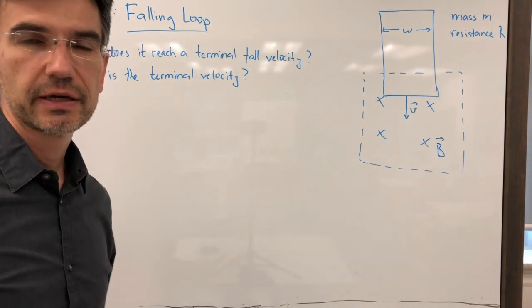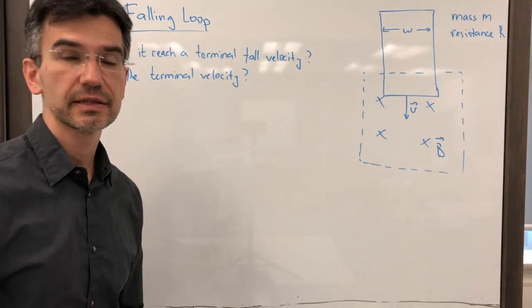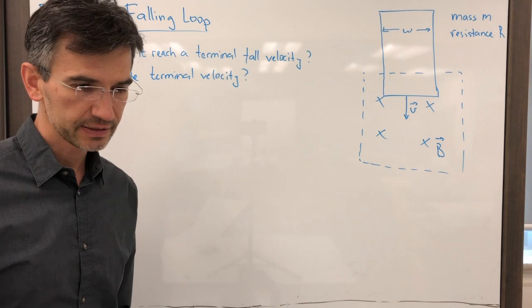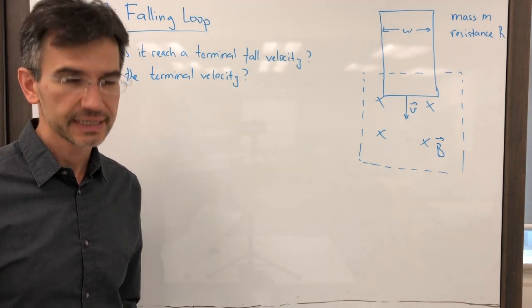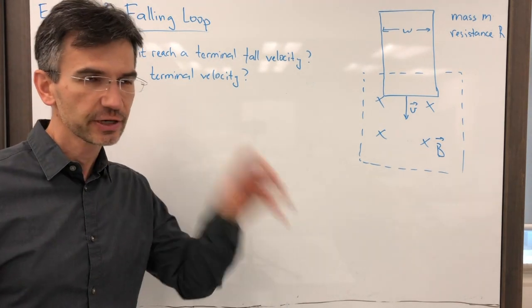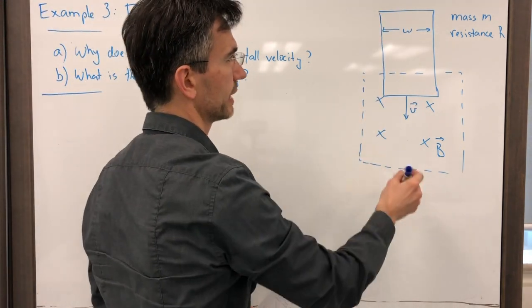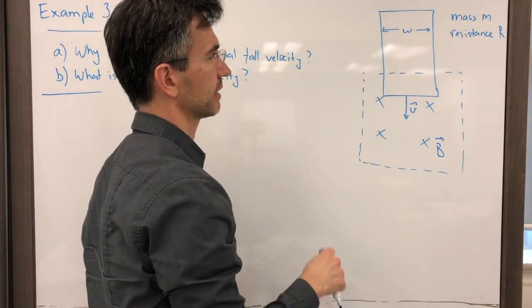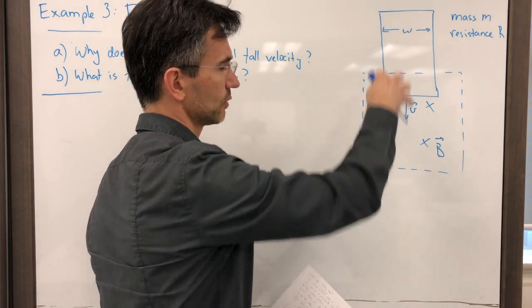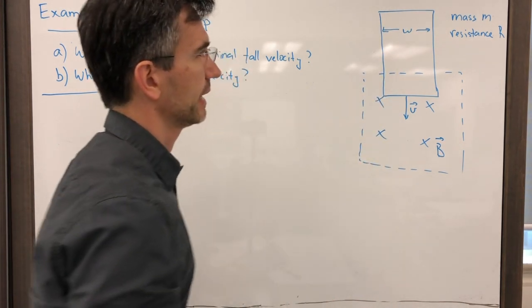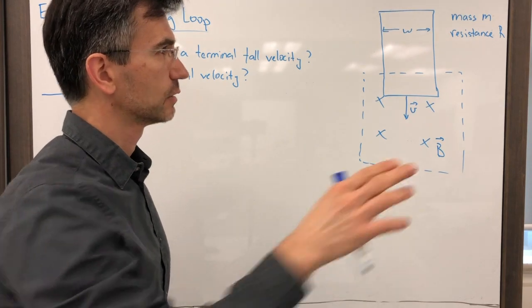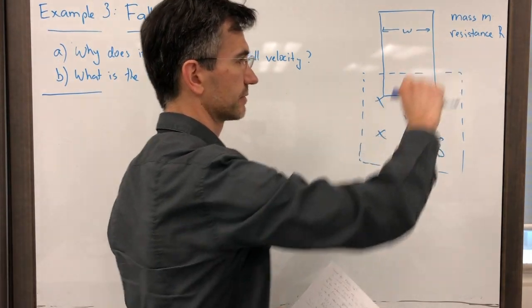This is example 3 in the lesson on motional EMF, and it is that of a conducting loop that's entering and falling through a magnetic field. So here is our conducting loop, and it's free falling into this region of magnetic field. The loop has a mass of M and a resistance of R.